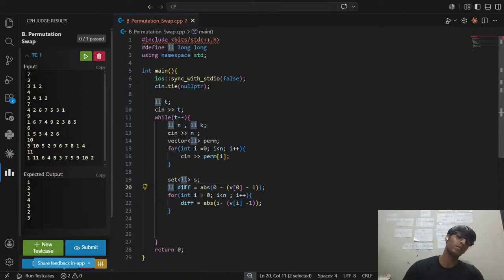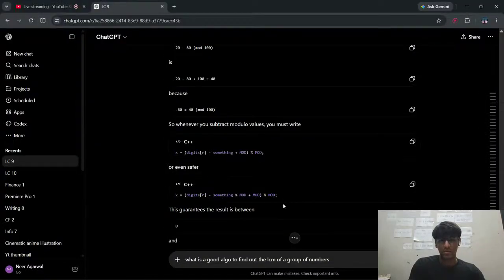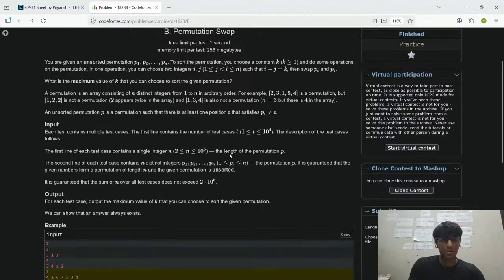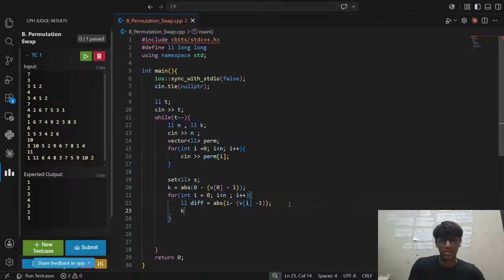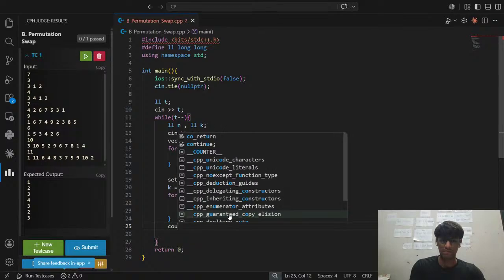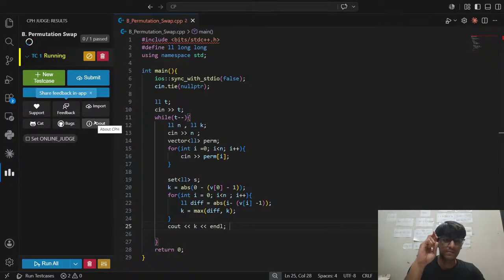Basically, this is the answer, or rather, k equals the absolute element difference, and then we will have to return the... It won't pass, it will fail.